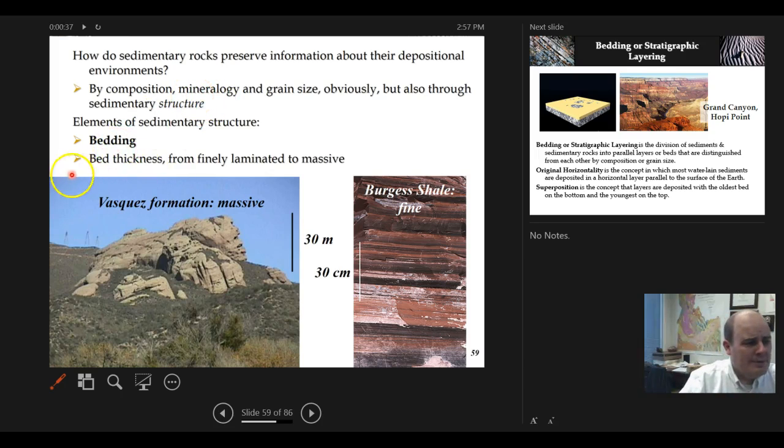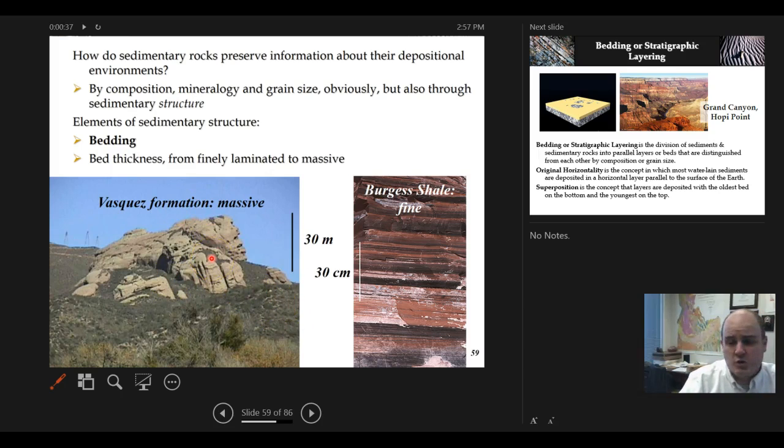So bedding can be very thick, where, for example, this is the Vasquez Formation. I think this is in New Mexico, if I remember right, where these really thick beds of sand were deposited. Or you can have things like this, the Burgess Shale Formation up in Canada. We have these really small, thin beds, right? So they can be from fine beds to massive beds. Okay, so that depends on the deposit.